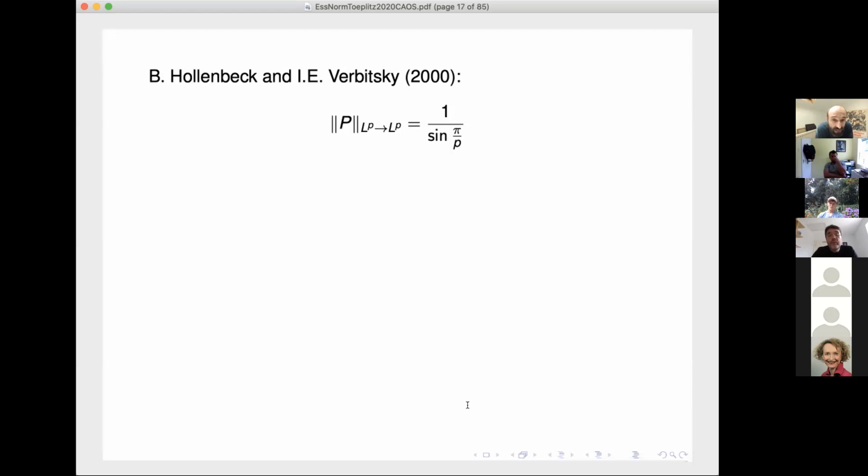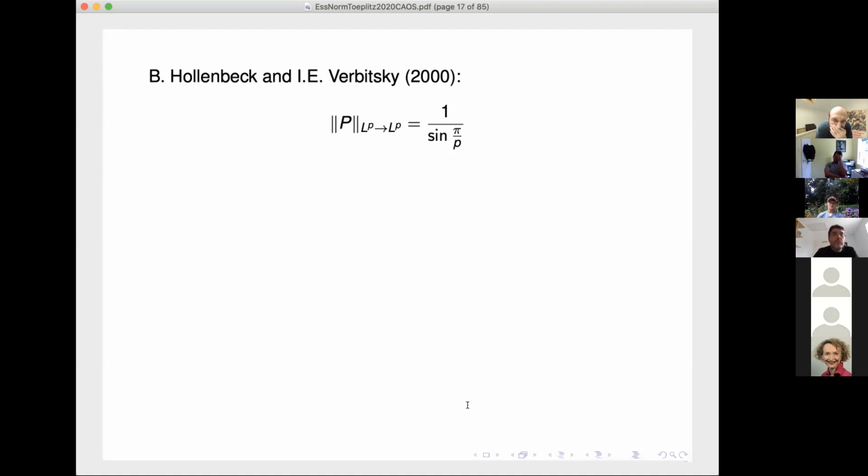It's 2000. And what is important for us, if you look at this formula and take p to infinity, when p goes to infinity, you get sine of zero downstairs, so it's zero. This right-hand side goes to infinity. When p goes to one, you will have sine of pi downstairs, so this is still zero, that's infinity. And this is what one expects to have, because we know that the Riesz projection is not bounded on L1 and it is not bounded on L infinity. And so this is all good.